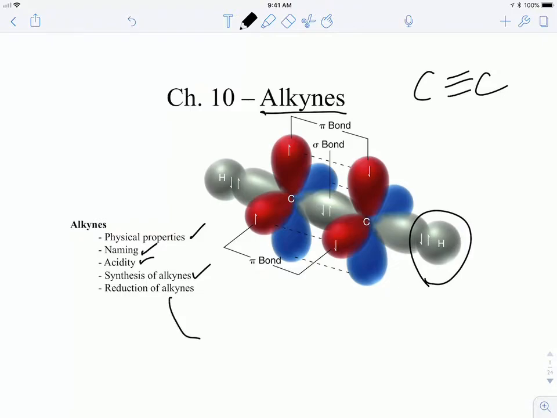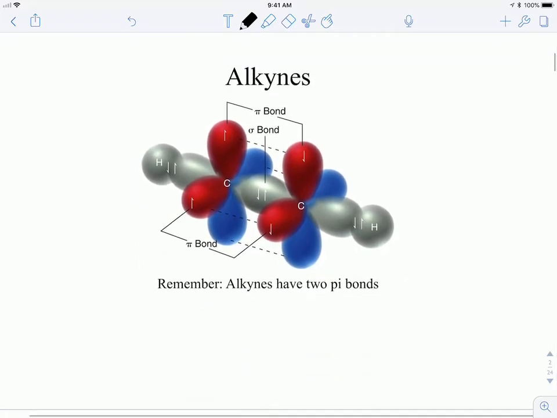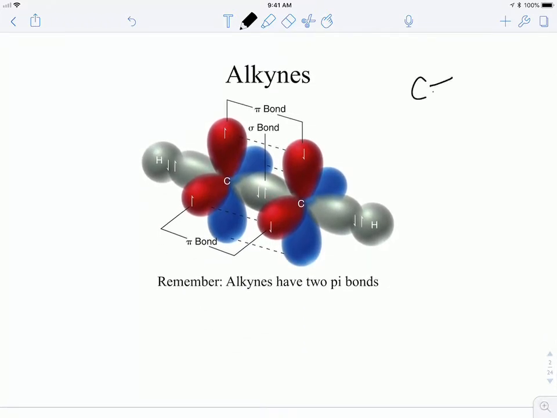What you're going to see is, by and large, the chemistry of alkynes is going to be virtually identical to the chemistry of alkenes. Reductions of alkynes and other reactions of alkynes occur by addition, whereas most of the ways to synthesize alkynes are by elimination, just like we've seen for alkenes.